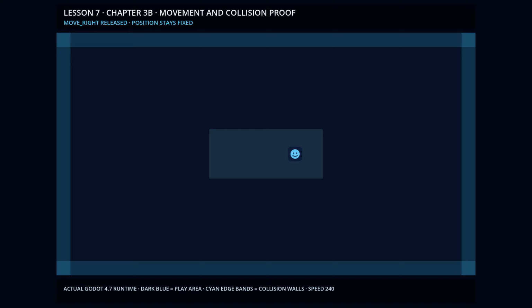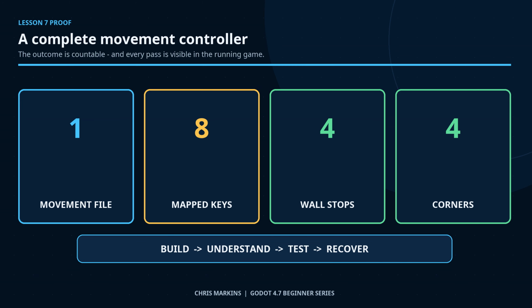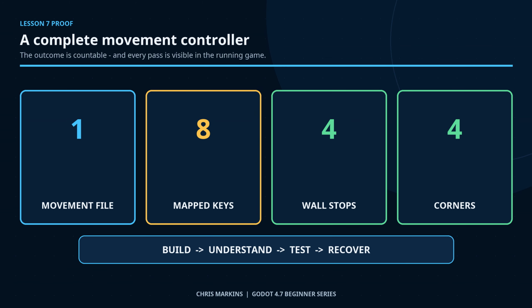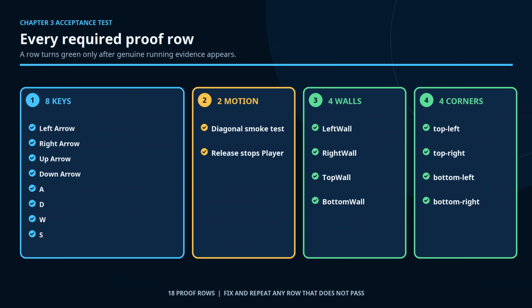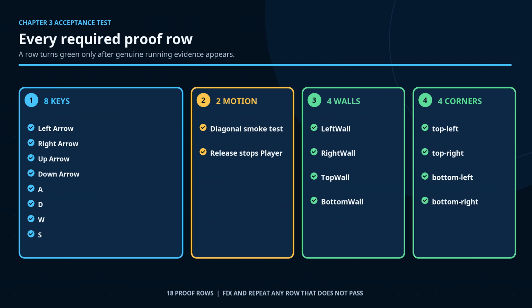You now have a complete beginner movement controller, stable input actions, one readable behavior file, equal intent diagonal input, a clear stop on release, and genuine collision response around the entire arena. You also have a rollback that makes the next bounded edit safer.